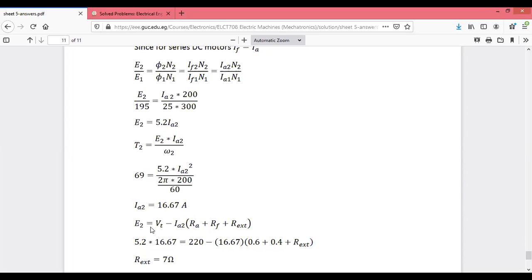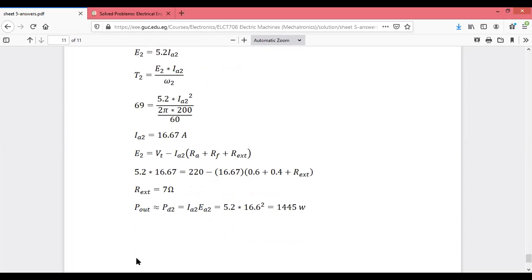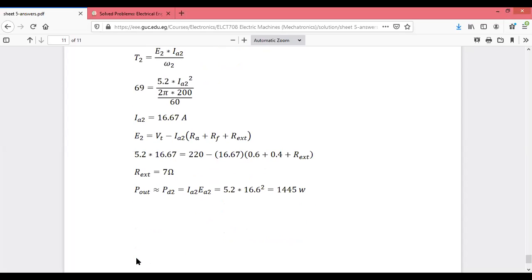So here that value will be 5.2 into IA2, and the value of IA2 is 16.67. So you can write 5.2 into 16.67 equal to these values. We are not aware of R external. If you write all the known terms and only one unknown term, you will get the value of that resistance. And once you get the value of that resistance, you will calculate the output power. That will be equal to IA2 times EA2. IA2 we have already derived, EA2 we have derived. So you will get that power equal to 1445 watts.